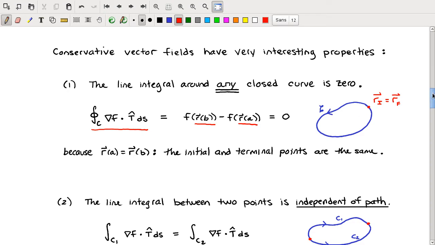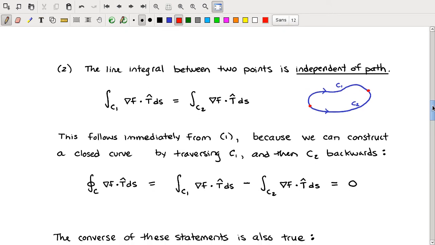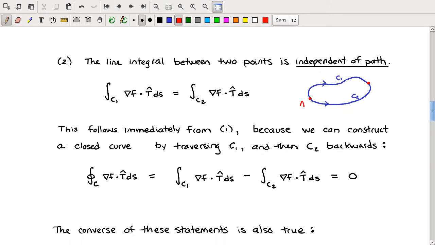And that leads to another interesting property: if you give me a point A and a point B, and you talk about doing a line integral between those points, it doesn't matter what path you take. This is called being independent of path, or path independence. How can we prove this? It's a very simple argument.